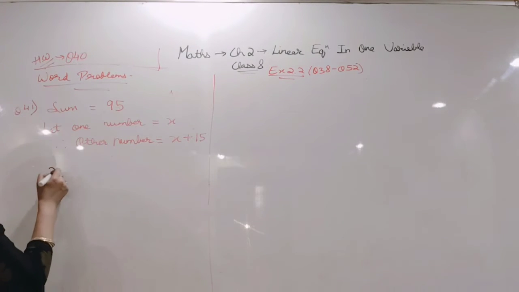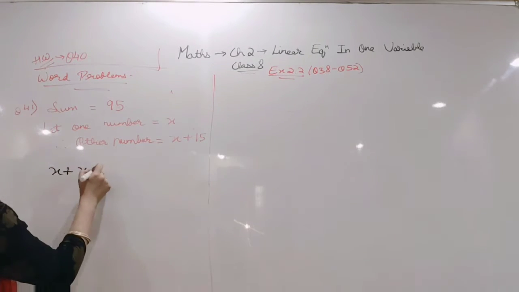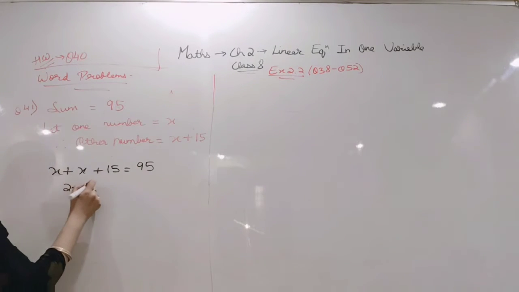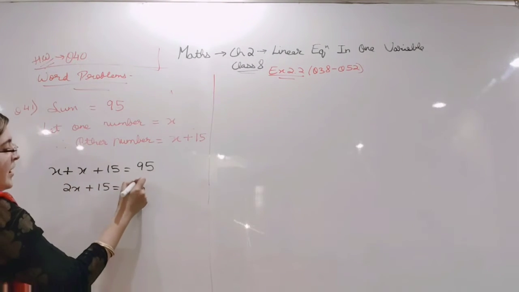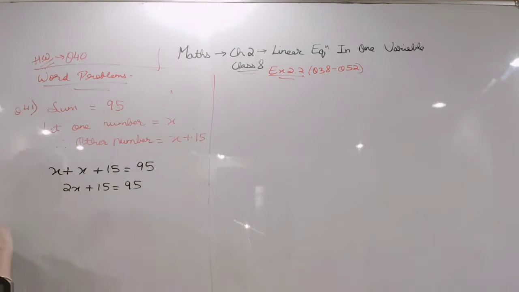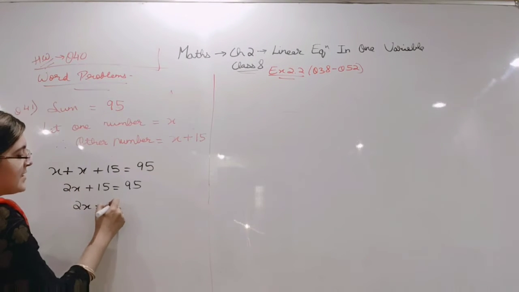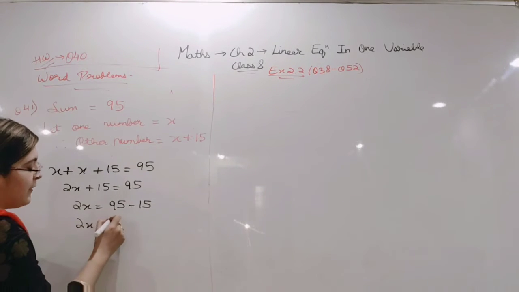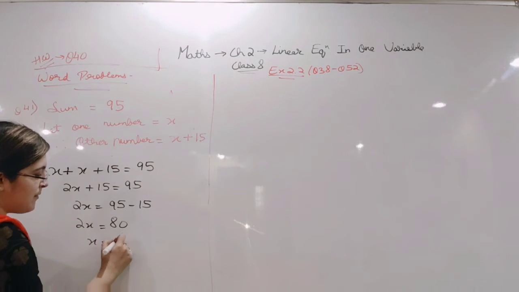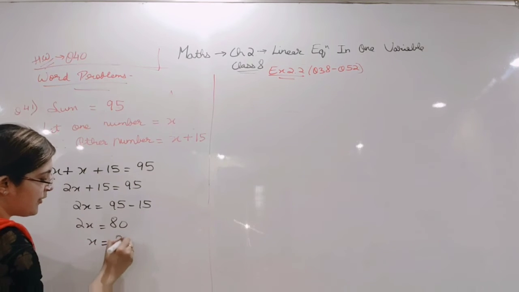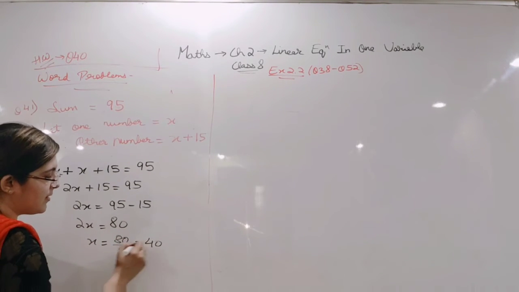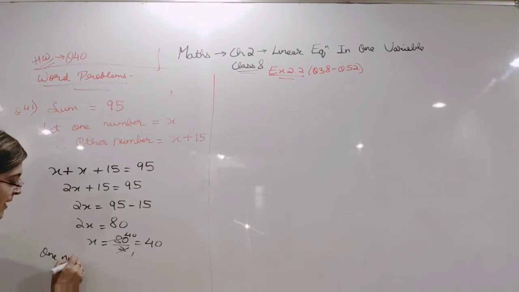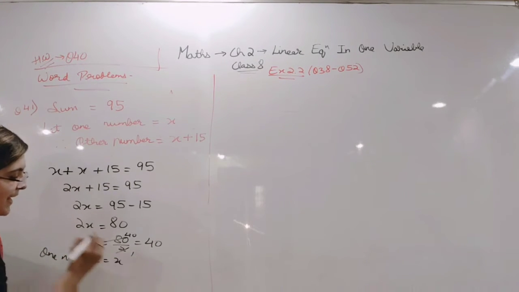Now let's put it in the equation. The sum of both these numbers is how much? 95. So what will it become? 2x plus 15 is 95. You know how to solve the equation. Keep the variables together and constants together. 15 will become minus 15 here. What you will get? 80. So your x will be 80 by 2. You will get 40. So what will be your one number? Your one number is, students, x.